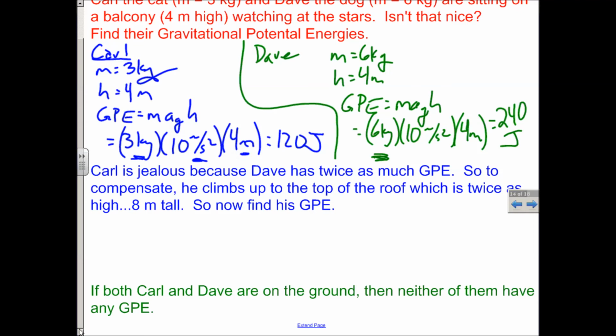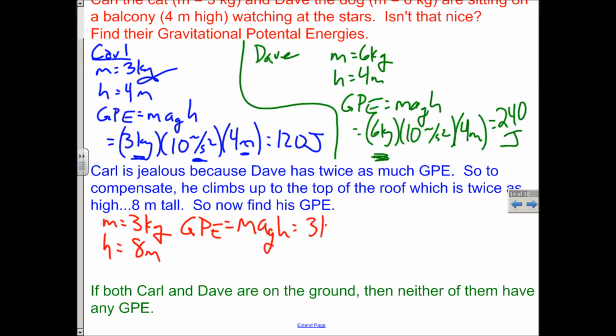So he goes up to the roof, which is 8 meters tall. So here we go. We're going to do Carl one last time. His mass is still 3 kilograms, but he goes up to a higher point. Now he's 8 meters up instead of just 4 meters up. So to find his GPE, we use the equation again.